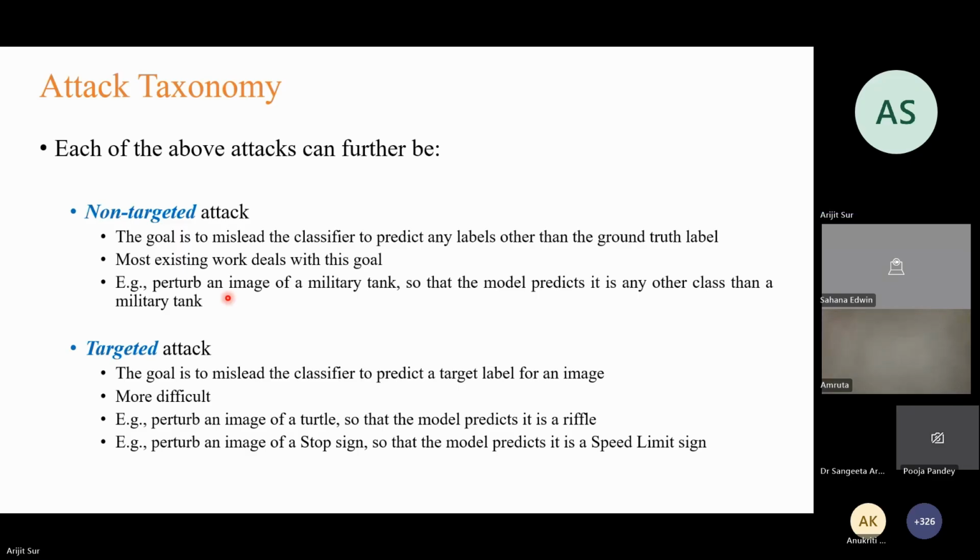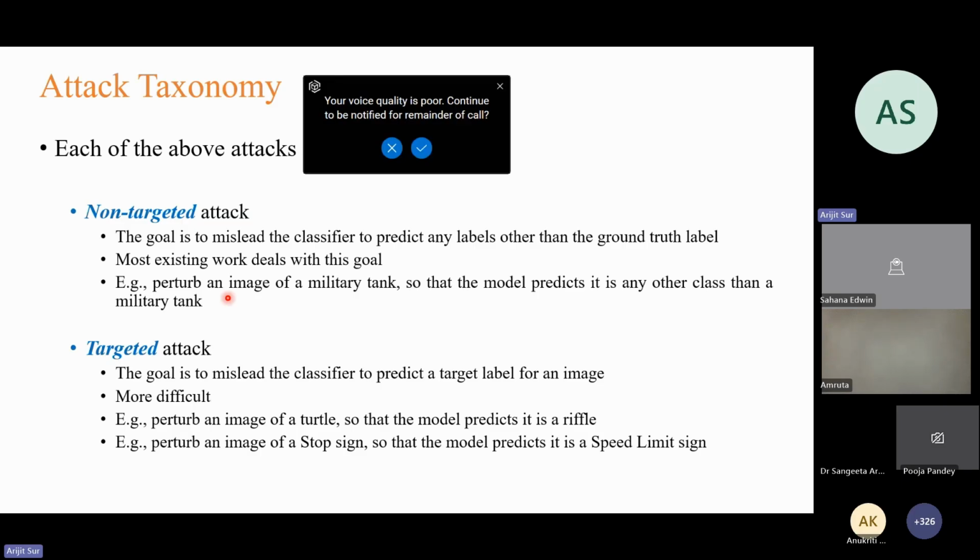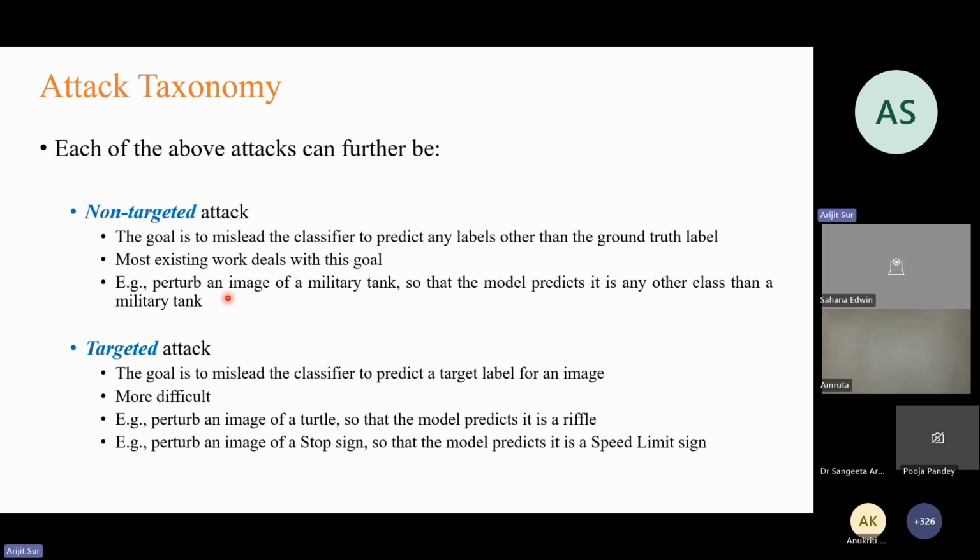The image of a military tank, and the model predicts it is any other class than a military type. So it is not going to any other specific thing. But a targeted attack is much more severe and much tougher to mount. The goal is to mislead the classifier with a predicted target label. So given a cat image, they say no, it is not other than cat.